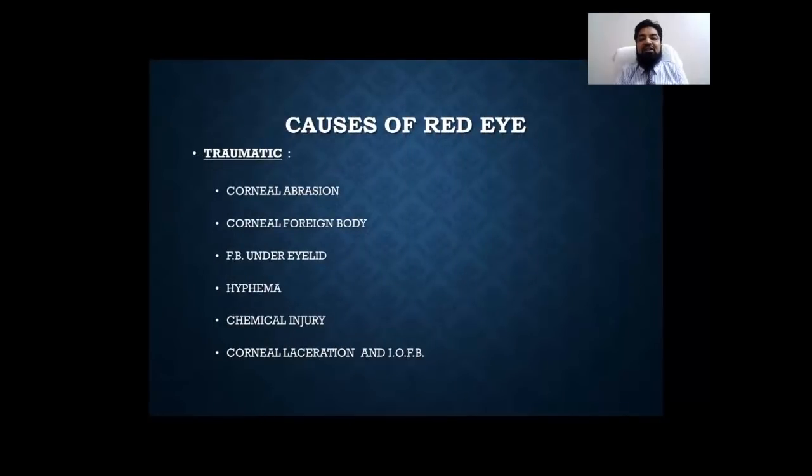The other cause of the red eye is traumatic, and the cause is obviously trauma. Corneal abrasion, corneal foreign body under the eyelid, hyphema. Hyphema, you all know, is blood in the anterior chamber. Because of the trauma, the blood comes in the anterior chamber. The others are chemical injury, corneal laceration and intraocular foreign body.